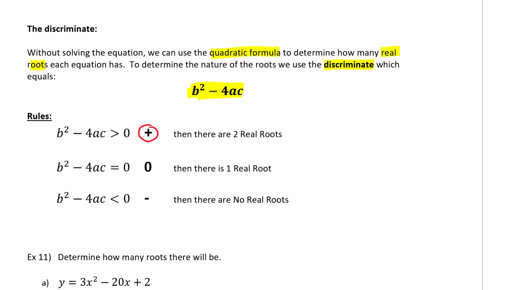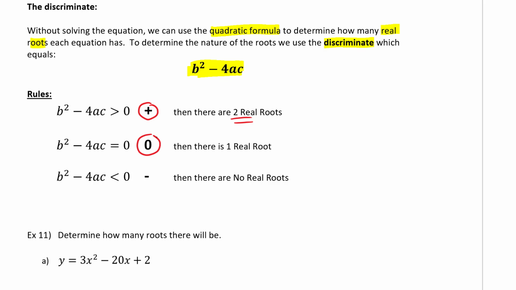If this value is a positive number, you get two answers. If this value of the discriminant is 0, you get one answer. If that value inside the square root symbol is negative, you get no real roots. Why? Because without imaginary numbers, you can't take the square root of a negative number. So just by looking at the value of the discriminant, that value inside the square root symbol of the quadratic formula, we can tell whether there's going to be 2, 1, or no solutions to this problem.